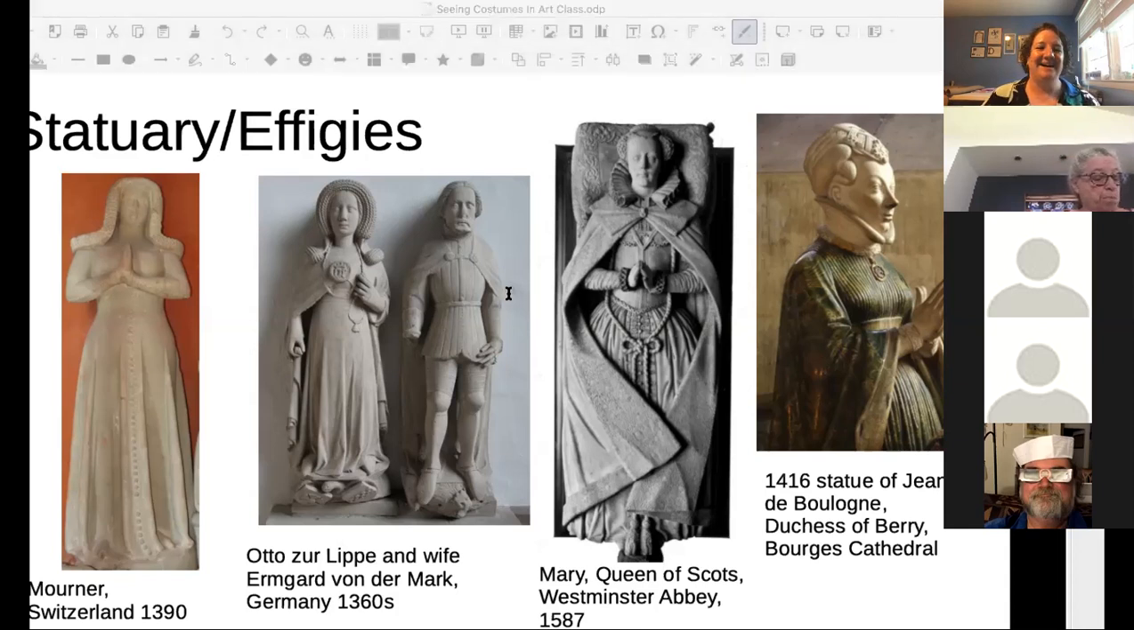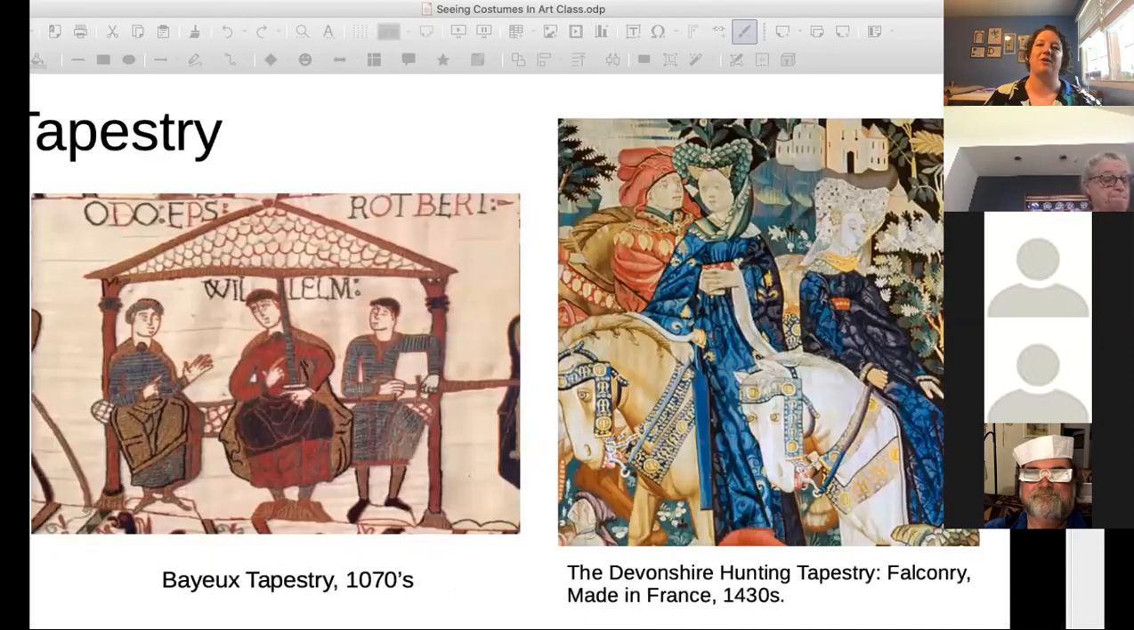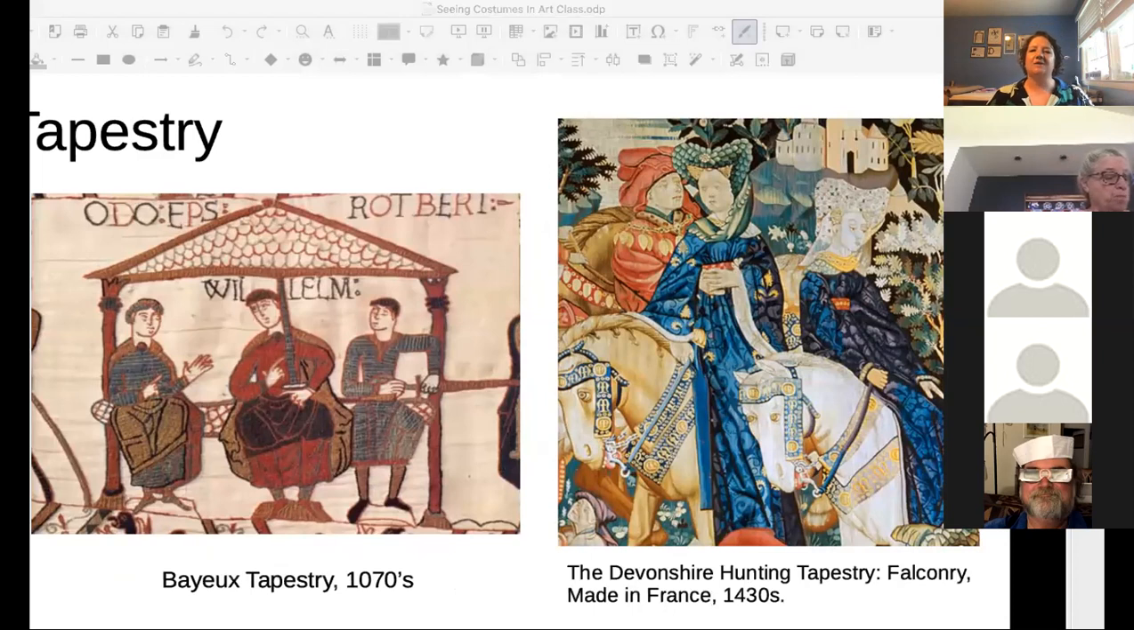All right, tapestry is our last form of art that I'll go over. And tapestry is an interesting one. It's hard to get a whole lot of costume construction detail out of tapestry by itself, especially in the early years, because there's not a whole lot of detail. If you look at the Bayeux tapestry, like the example I've got there, you can kind of tell what's going on, but there's not any horribly good detail.